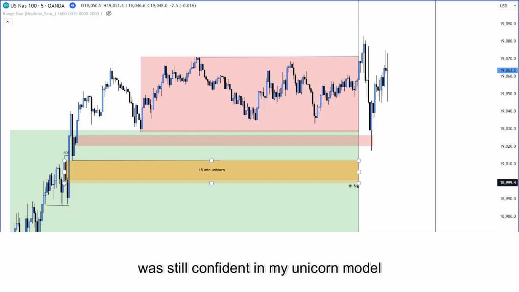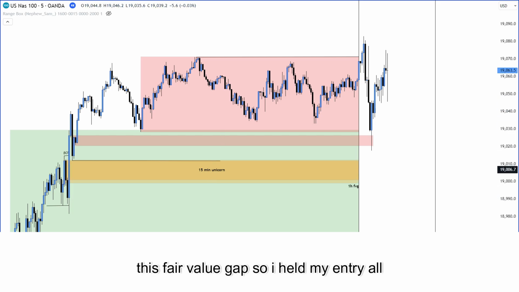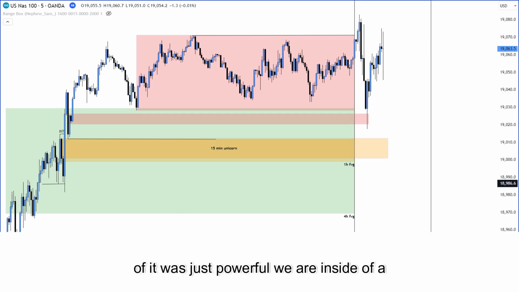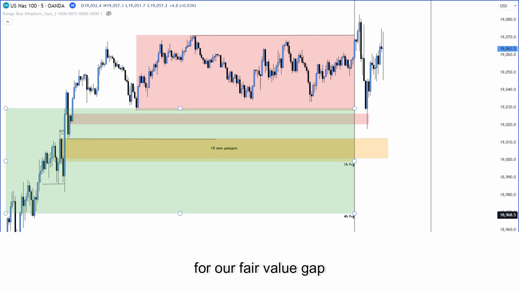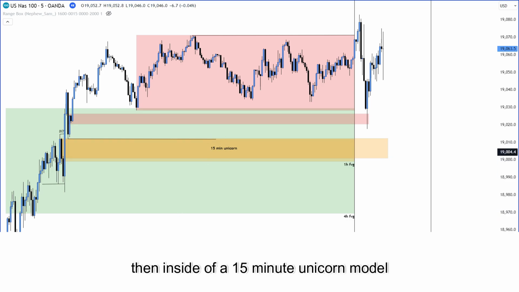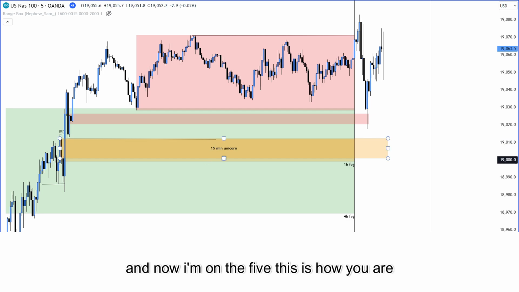But I was still confident in my unicorn model, right? I was still confident in this setup because I know price will come back to this fair value gap. So I held my entry. All of it was just powerful. We are inside of a 4-hour fair value gap, inside of a 1-hour fair value gap, and then inside of a 15-minute unicorn model. And now I'm on the 5.